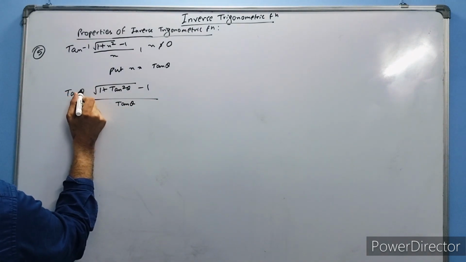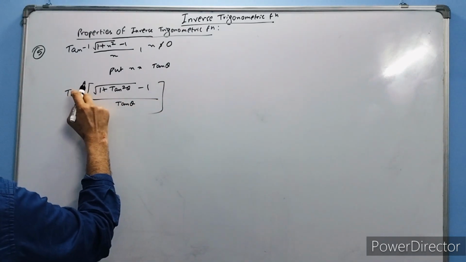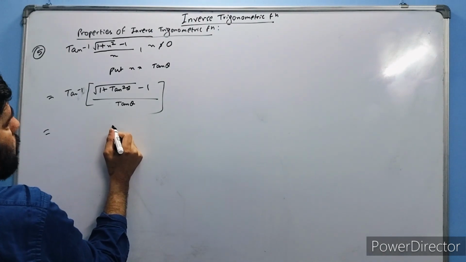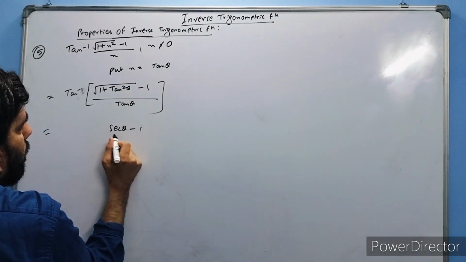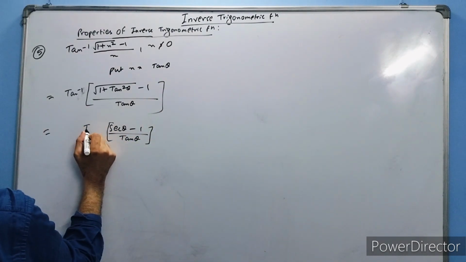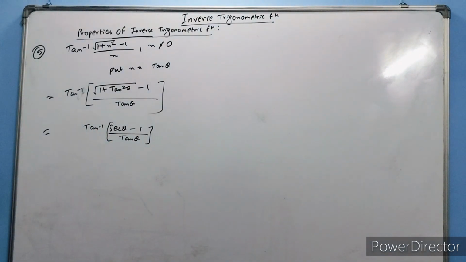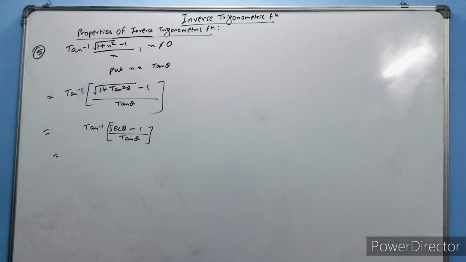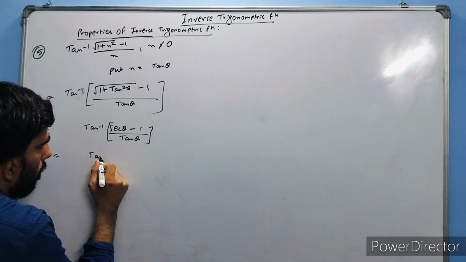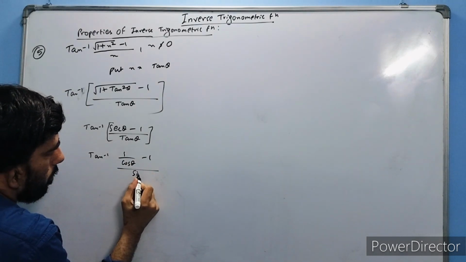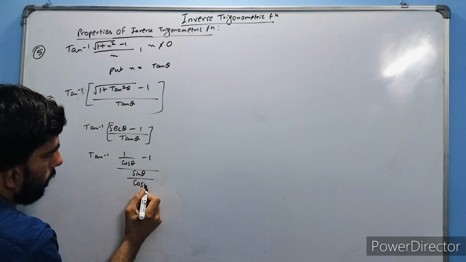Now let us see what we can take here. 1 plus tan square theta will be sec square theta, minus 1 upon tan theta. So I have this tan inverse. Now in a very simple way, we can write sec is equal to 1 upon cos and tan is equal to sin upon cos. So we have tan inverse of 1 upon cos theta minus 1, over sin theta upon cos theta.